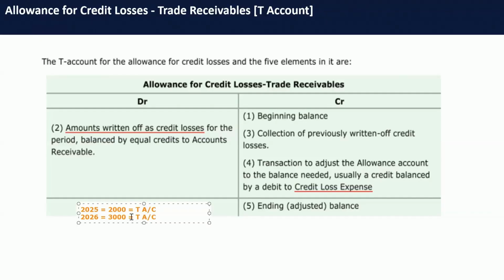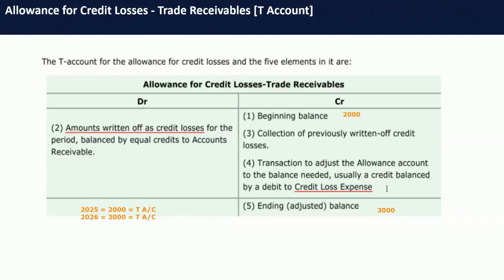Now how we use this credit loss expense account is, your beginning balance, you will enter it as 2,000. For this example, assume you don't have any amounts written off as credit losses and you don't have collection of previously written off credit losses. And what is your ending balance estimation? Now you know that your new balance is 3,000. This 2,000, you will have to convert it into a 3,000 balance. Now, how do we do that? We should have the credit loss expense.